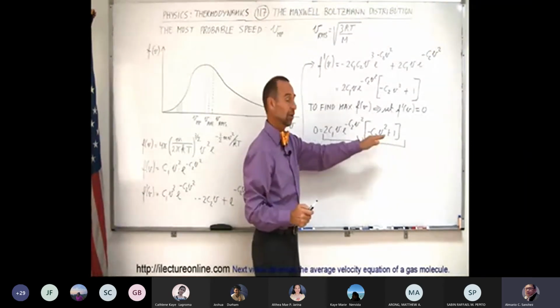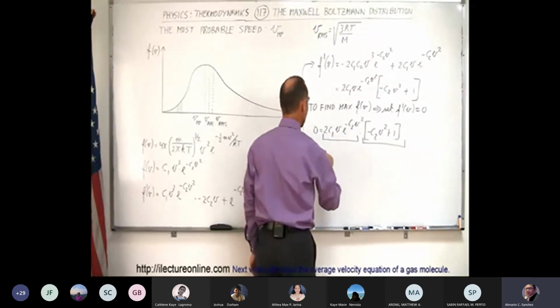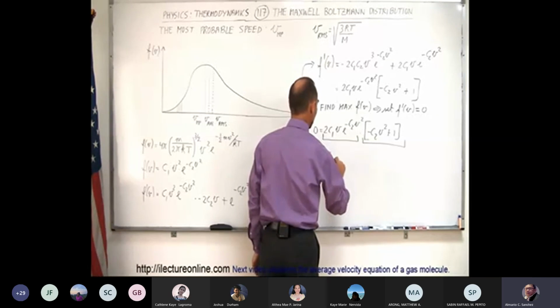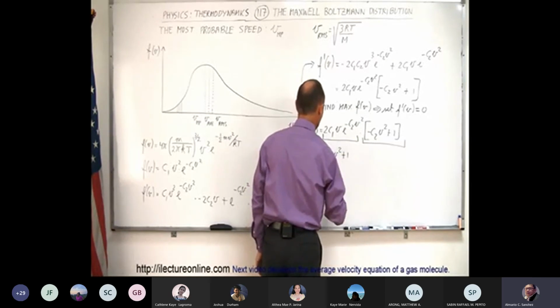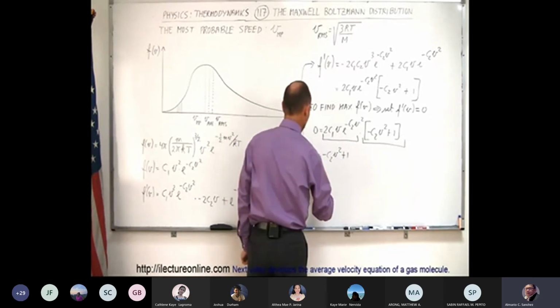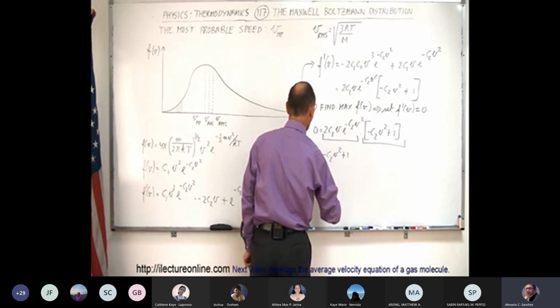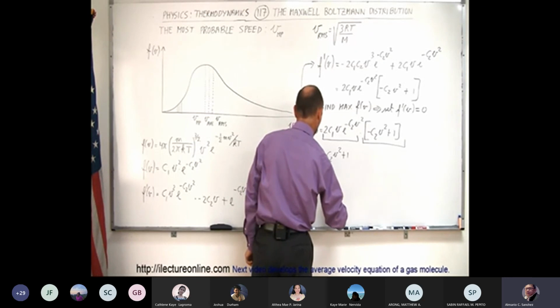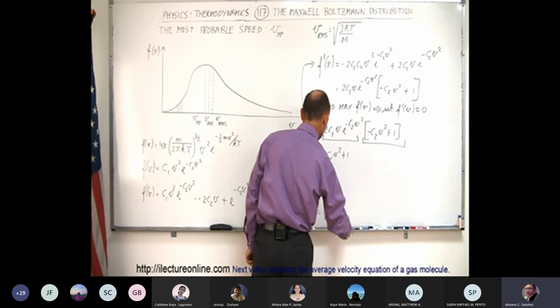Let's set this equal to 0. All right, so 0 equals minus c2v squared plus 1. And so that means that c2v squared equals 1, or v squared is equal to 1 over c2, or finally we could say that v is equal to the square root of 1 over c2.